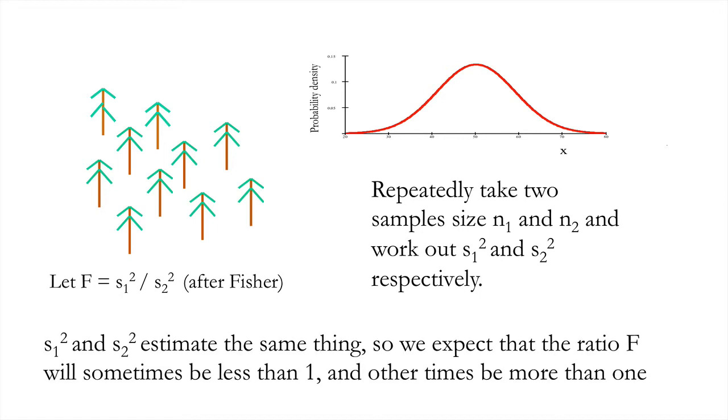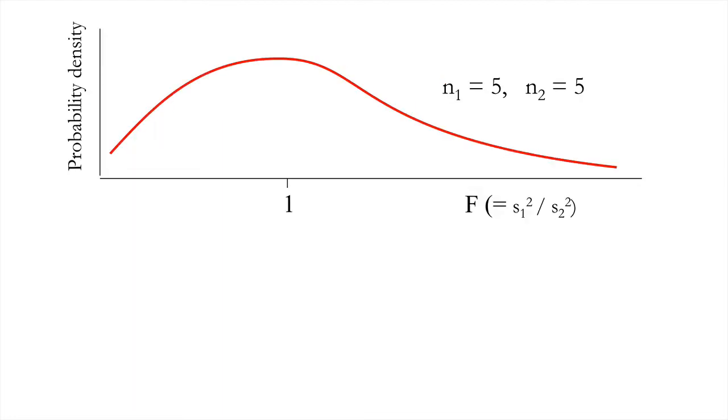Clearly, as I've said, s1 squared and s2 squared estimate the same thing, so we expect that ratio f will sometimes be less than 1 and sometimes be more than 1. Imagine if we took two samples of size 5. Well, there is a theoretical distribution for the expected ratio of those two estimates of the variance based on those samples, and here it is. Some values will be less than 1, some will be more than 1, but by nature of the fact that it's a ratio, it will be constrained between 0 and infinity. So it's not going to be a symmetrical distribution, it'll actually be a rather skewed distribution.